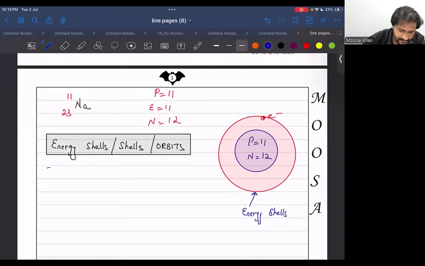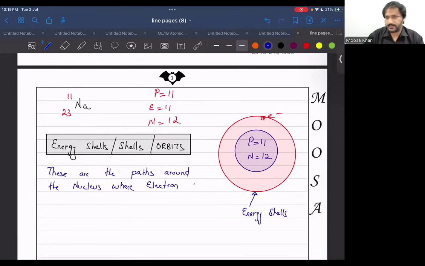इनके बारे में मैं लिखवा देता हूं. These are the paths around the nucleus where electron revolves.